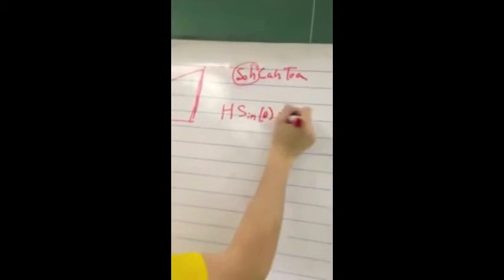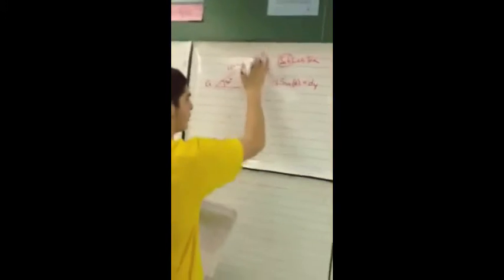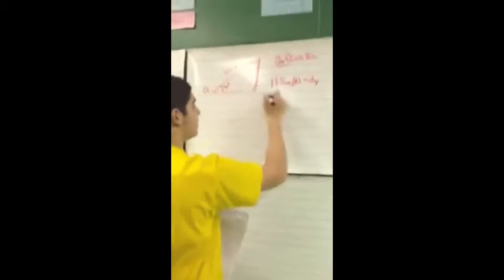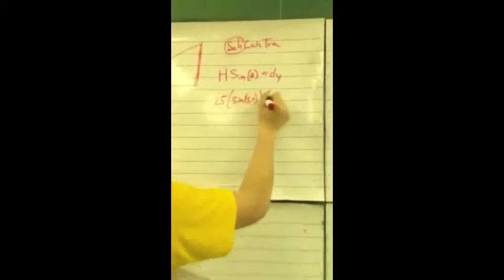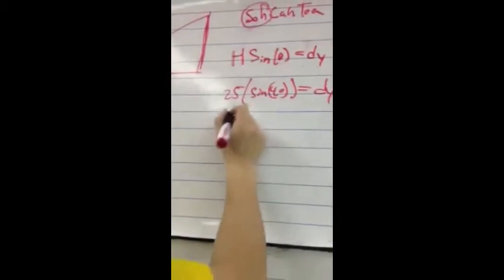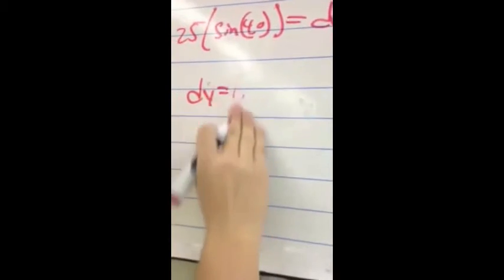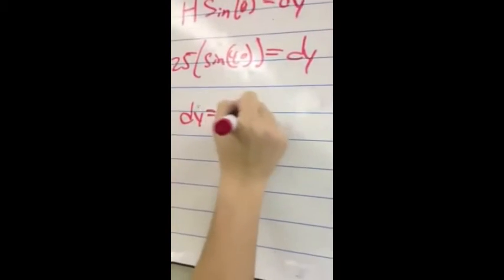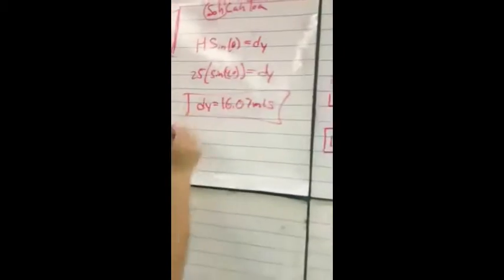Hypotenuse sine theta is equal to your d of y. Your d of y is your vertical component. So your hypotenuse is 25 multiplied by sine 40 gives you your d of y. When you multiply that out, you get your d of y is equal to 16.07 meters per second. That's part A.